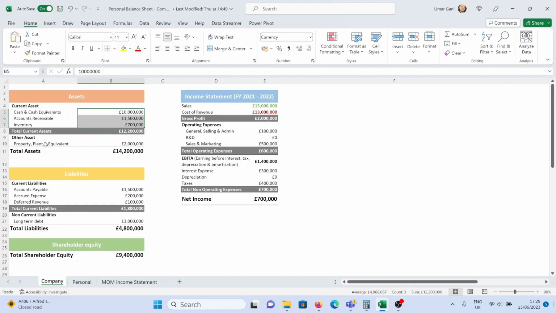Other assets are things like property, plant, or equivalent, which are more like long-term assets, which is 2 million for this company. So if we take the total assets of the company, both total current assets and other assets, it is 14.2 million. This is what you own, what you have, which you can convert into cash.